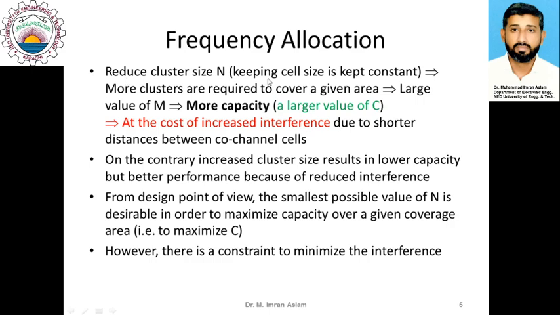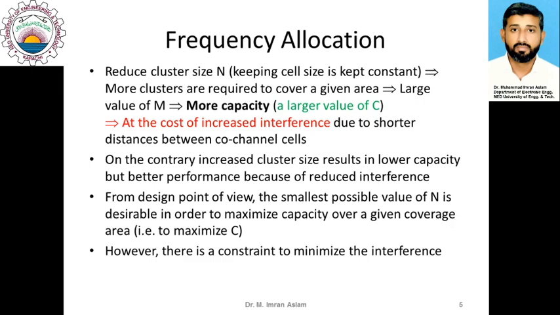If we increase the cluster size n, keeping cell size constant, eventually we'll have a lesser number of clusters to cover the entire region, and we'll end up with a smaller value of m, and we'll have a smaller capacity of that system. But the advantage in that particular case would be, because of the larger cluster size, there will be a larger distance between two different co-channels, and eventually you will have lesser interference from co-channels.